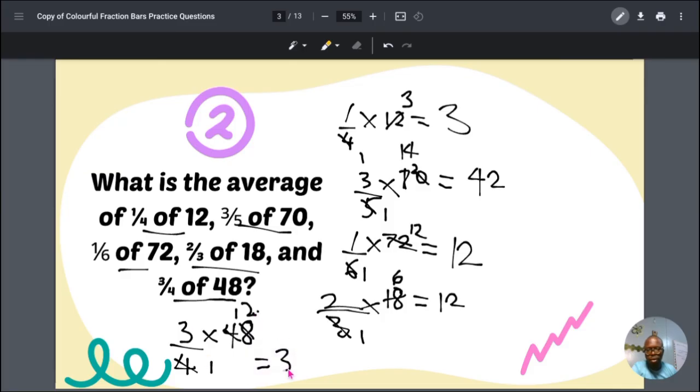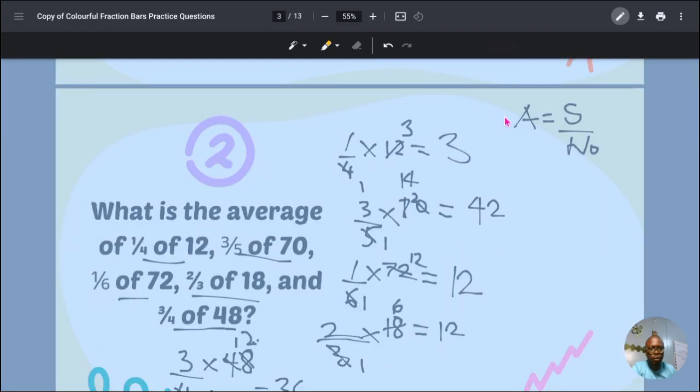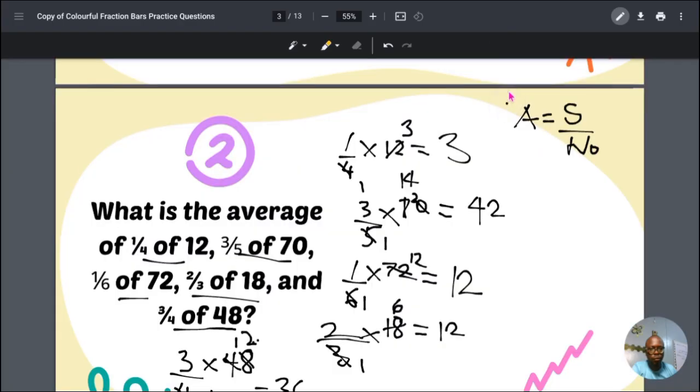So we are asked to look for the average. Remember the formula for average? The formula for average says that it is the sum of all the items over their number. So what does this really mean? It means that the sum of this, let me rule a line to separate this.